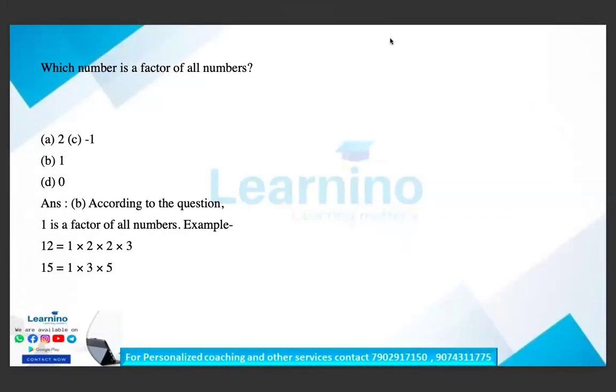Which number is a factor of all numbers? 1 is a factor of all numbers.